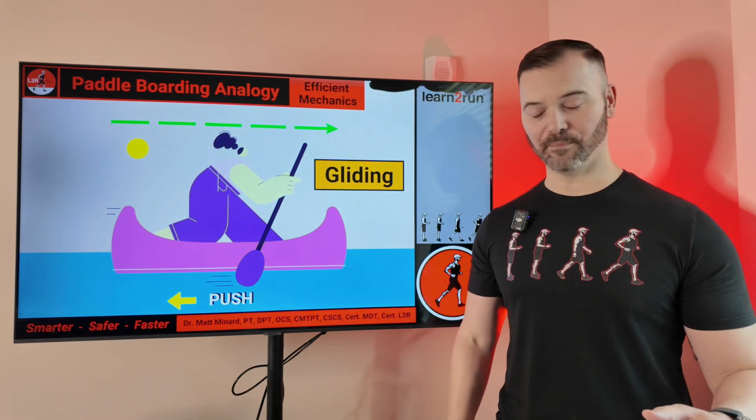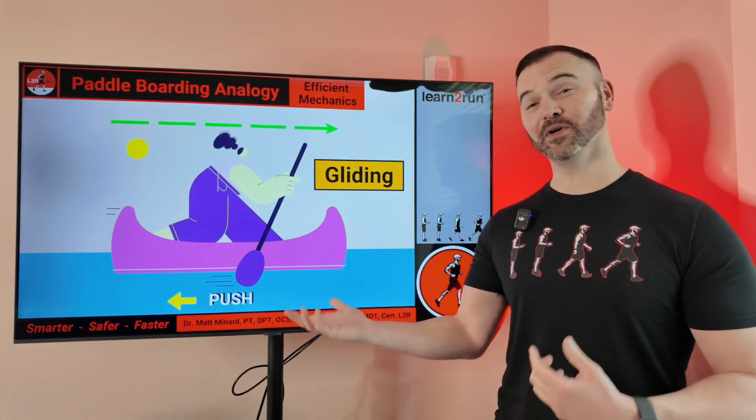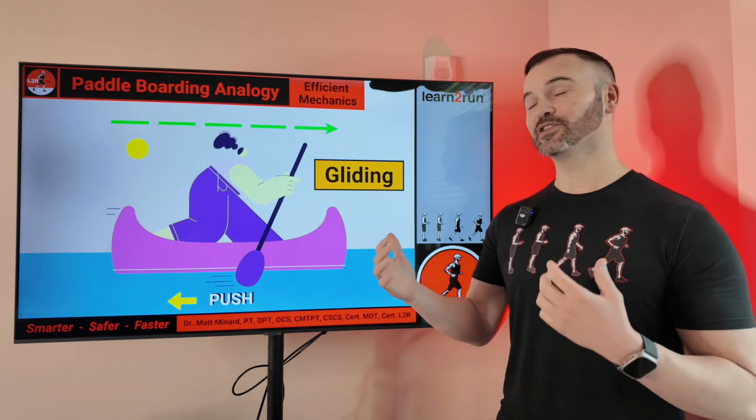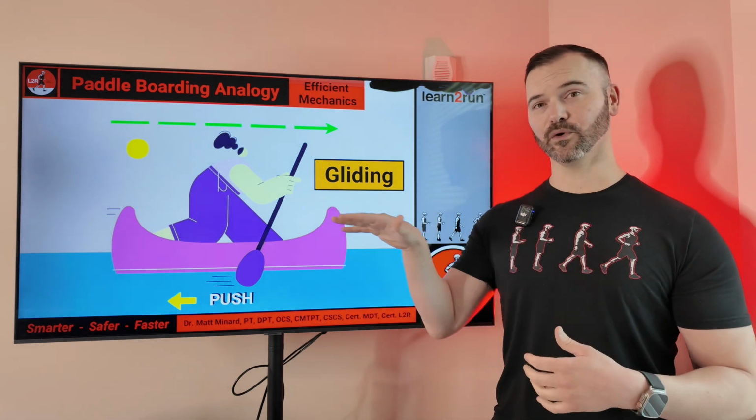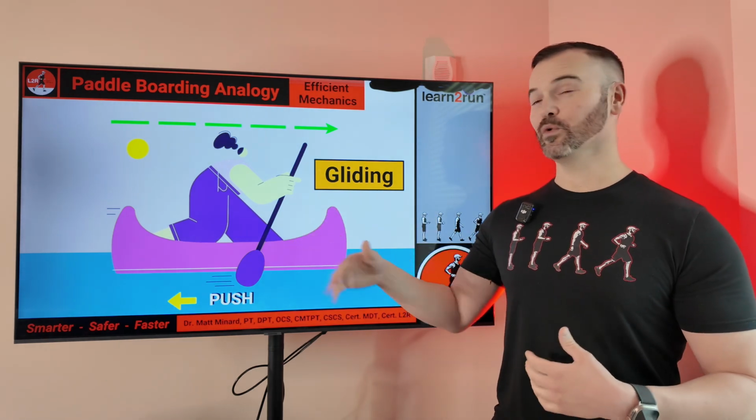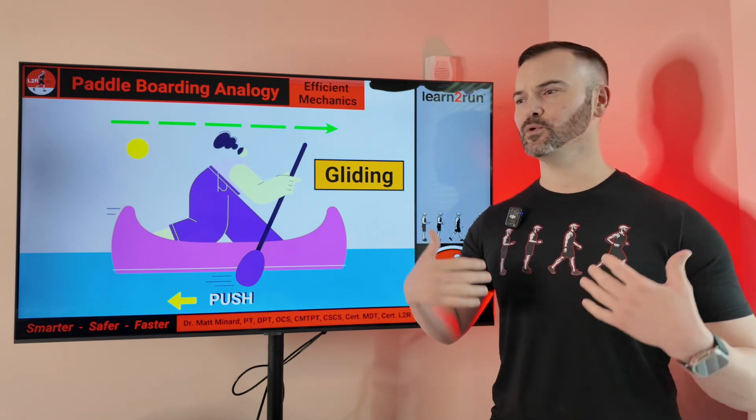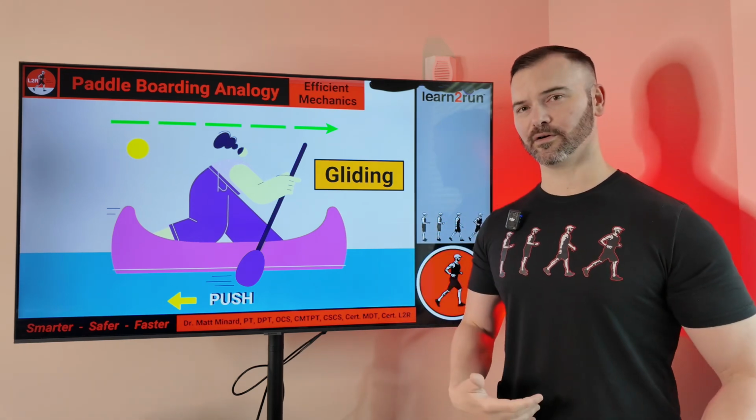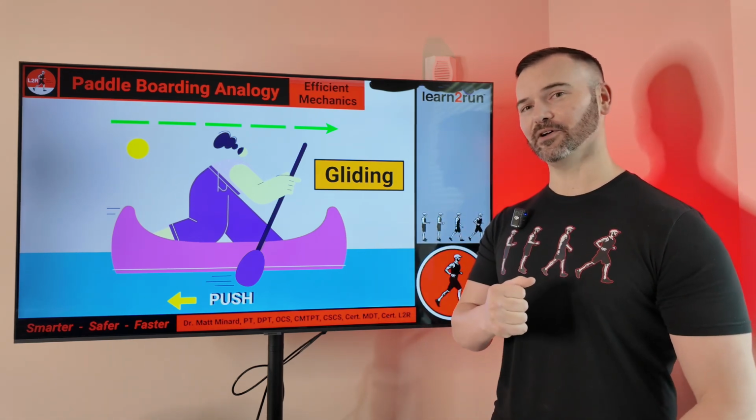Gliding with the paddle analogy. And what is the paddle analogy, you ask? It's correlating running and moving forward on land with you being in a canoe, on a paddleboard, in the water, where all you have is a paddle.